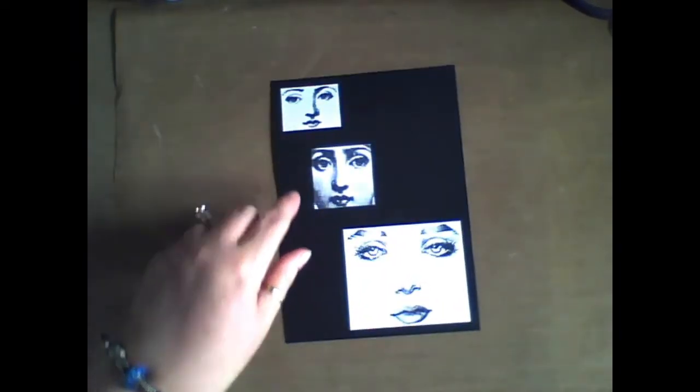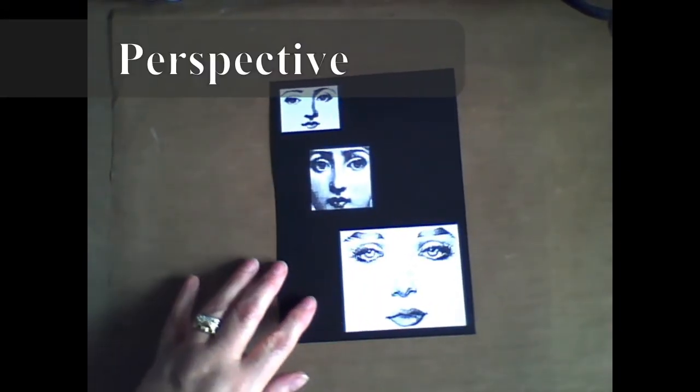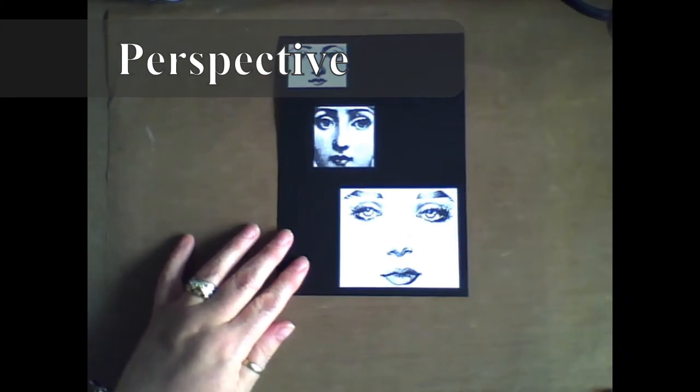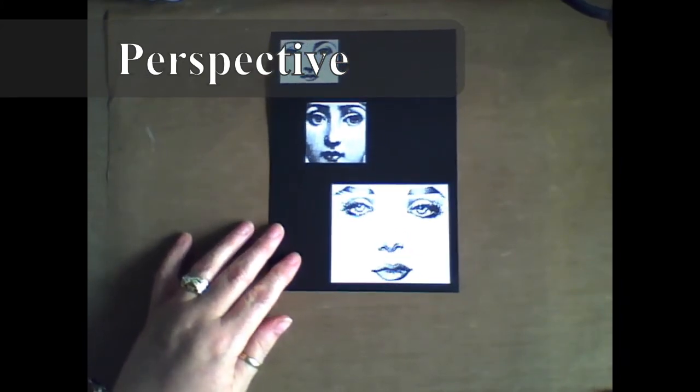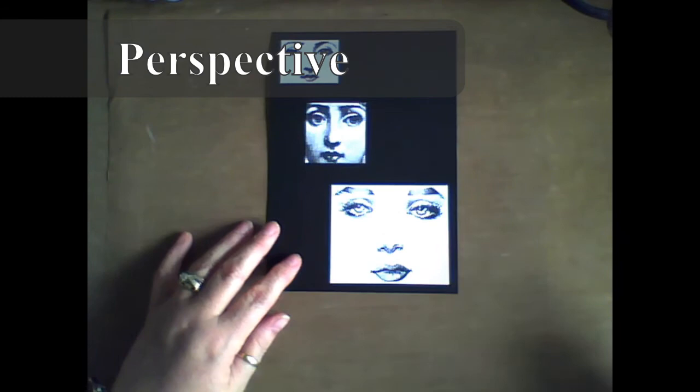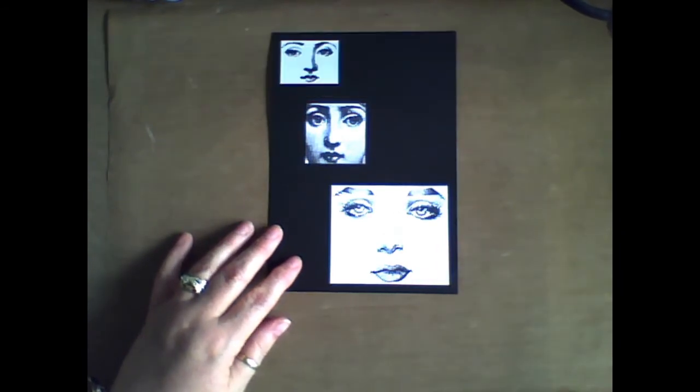Perspective. Foreground versus background. Perspective gives you a depth of field or shows that something is closer to you than another object.